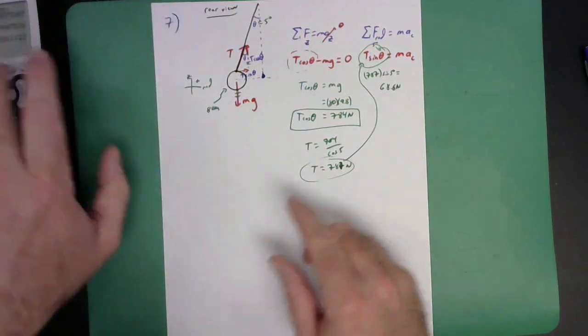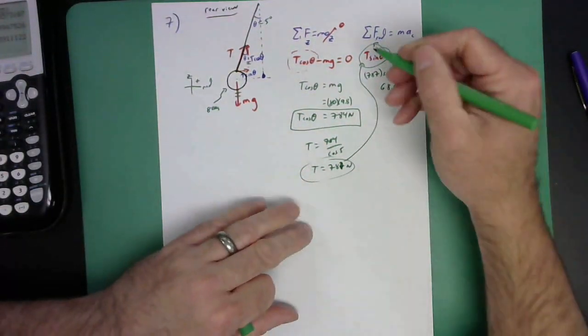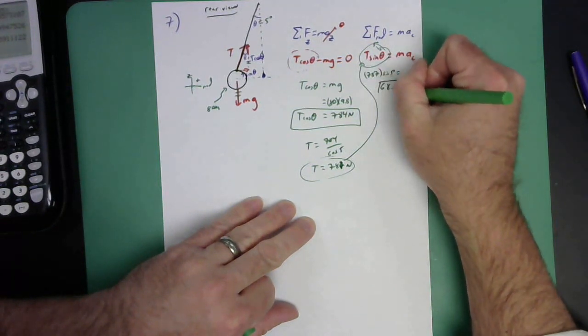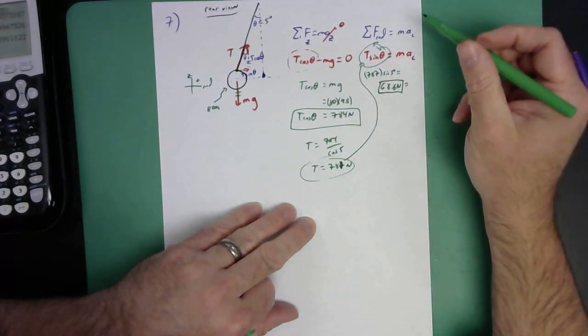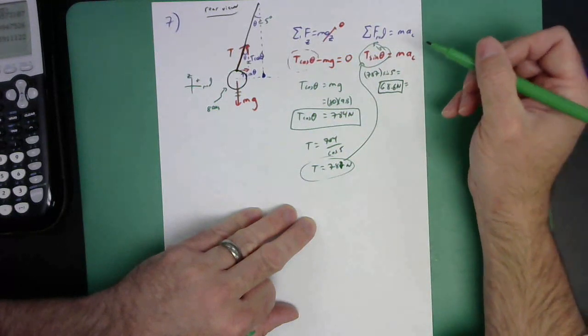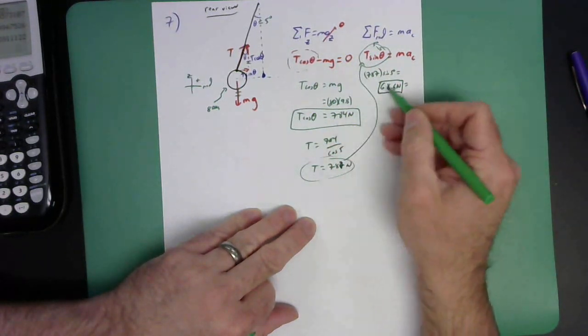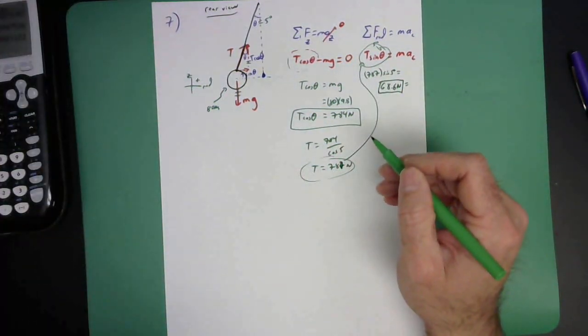All right, hey, we got that. This is that horizontal component of the tension. Okay, so those were the two things they wanted us to solve for in the first part of the problem.